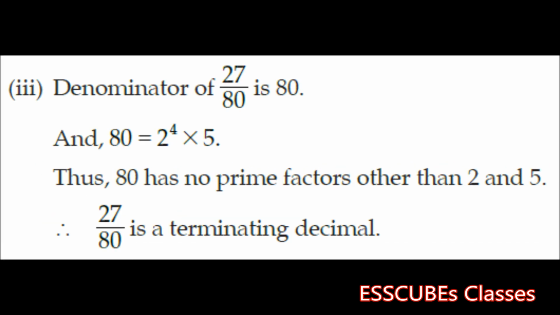While if I come to the third one, which is 27 by 80, I find that the denominator is 80. That means it can be represented as 16 into 5, or simply 2 raised to the power 4 into 5. So the prime factors over here are 2 and 5 only. There are no other prime factors. So 27 by 80, just looking at the number, I know that it is a terminating decimal.